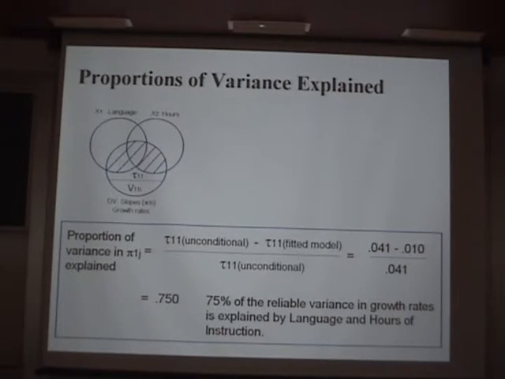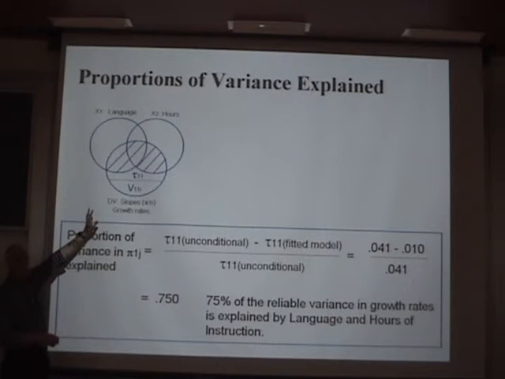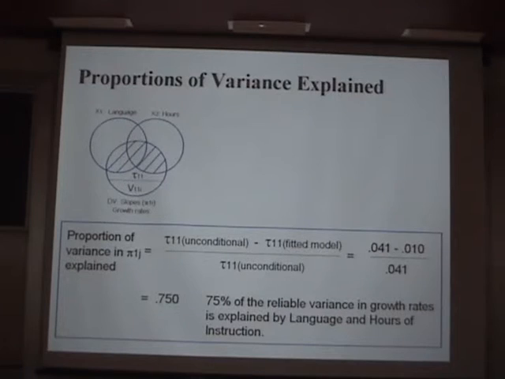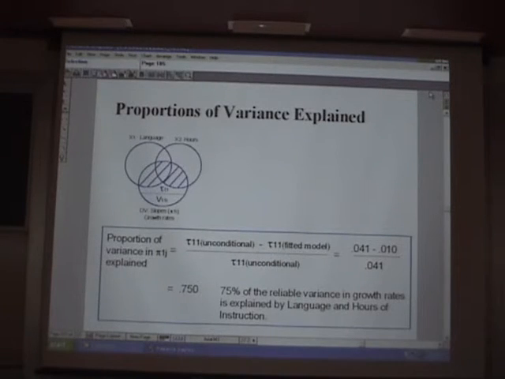So when we're analyzing growth rate as a dependent variable, we're accounting for 75% of that tau, the true score variance in growth rates. Questions about that?